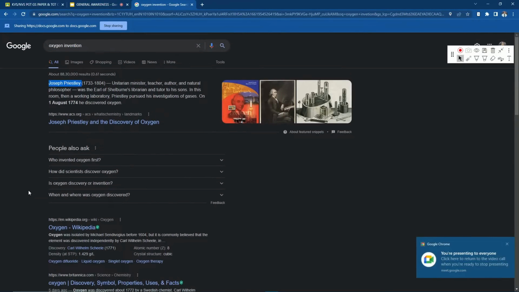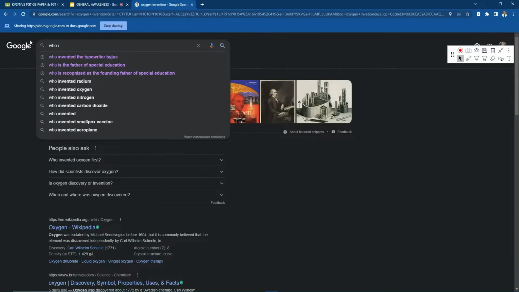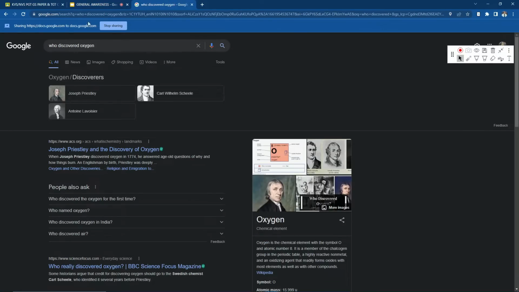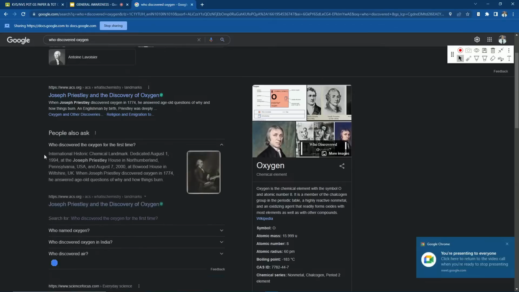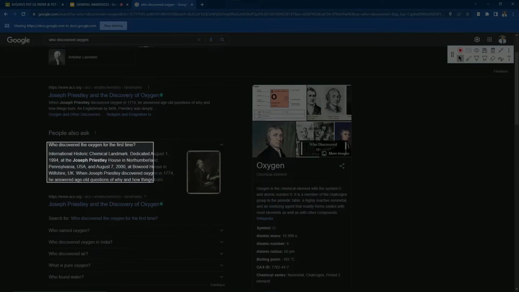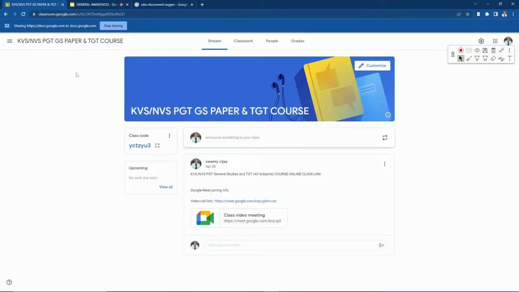Sir, Lavoisier. When we search Lavoisier, it is coming that he discovered oxygen. I read this concept in class 7th, general science, sir. Lavoisier found that oxygen helps in combustion, and he named it oxygen. Okay, he named oxygen.